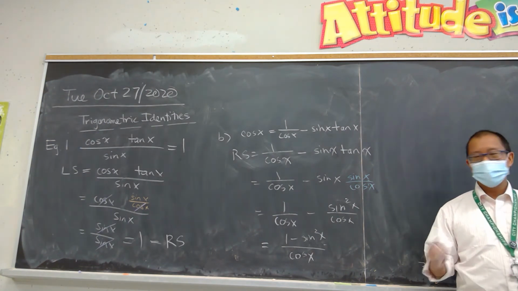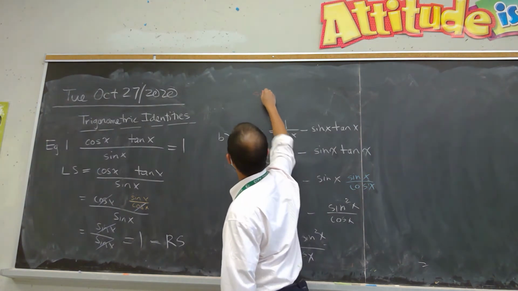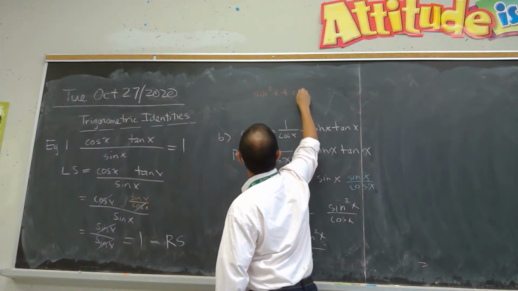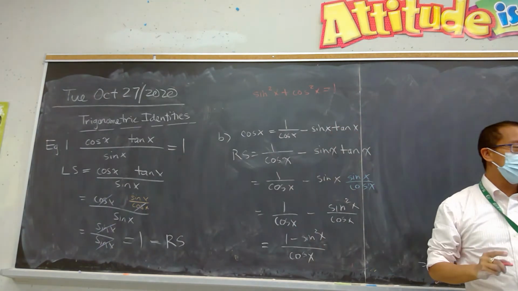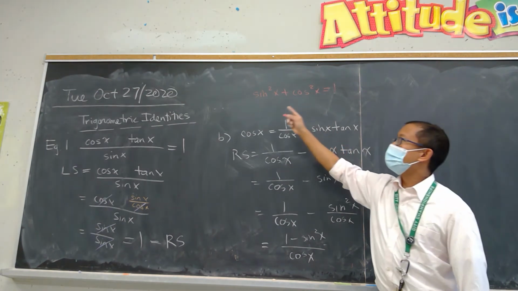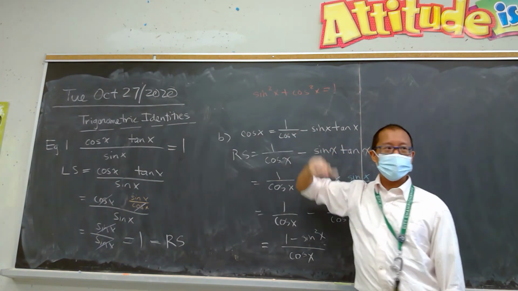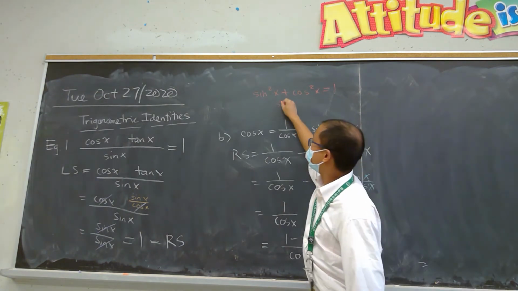But if you remember from your tool set, and I'll write this in red, we have the Pythagorean identity. And we can actually use derivations of this Pythagorean identity. What does that really mean? I can actually isolate for sine squared x. And I can also isolate for cos squared x. Watch carefully.